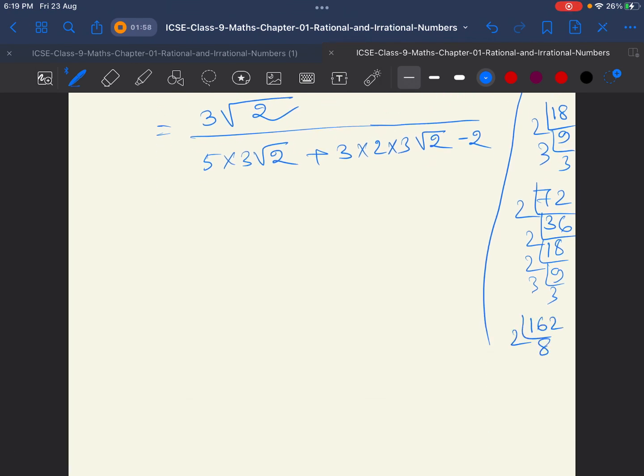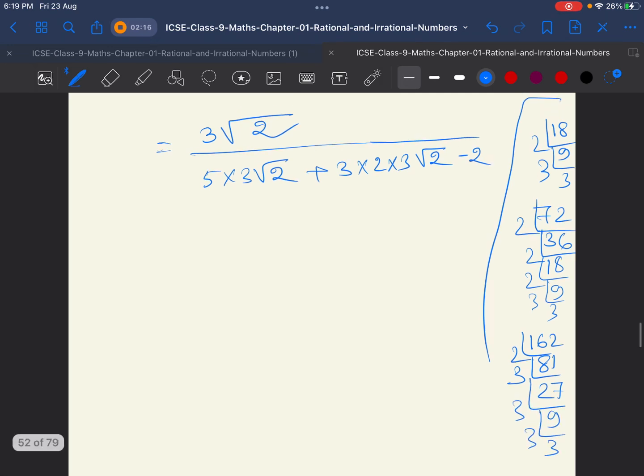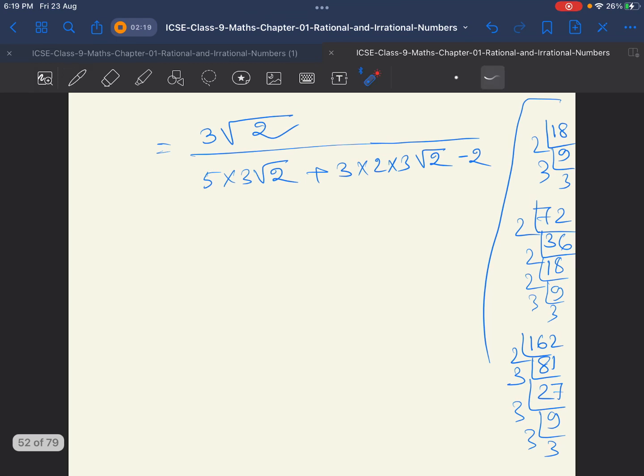162, 2 8s are 16, 2 1s are 2, 3 2s are 6, 3 7s are 21, 3 9s are 27, 3 3s are 9. So this will be 3. From this pair we will have 3 and in this pair we will have 3. So 9 minus 2 into 9 root 2.